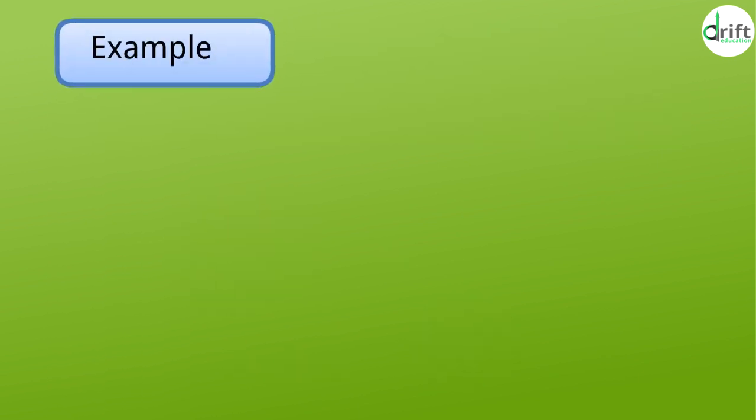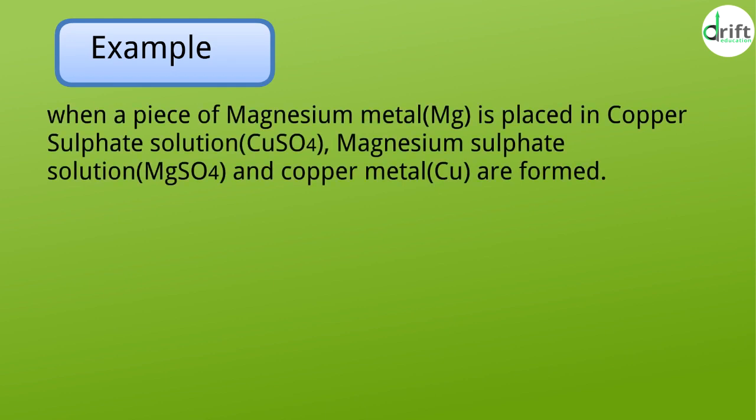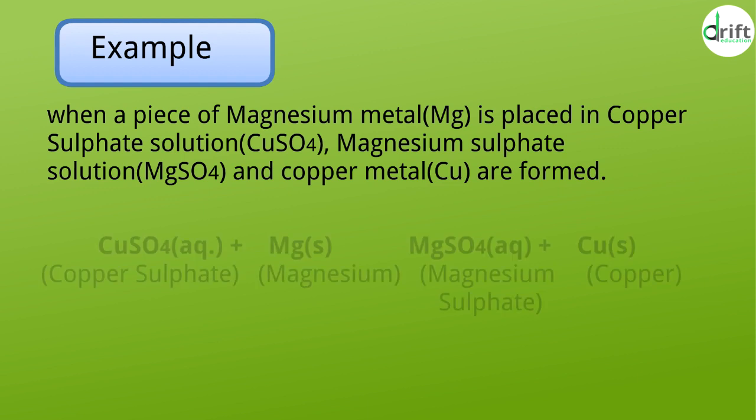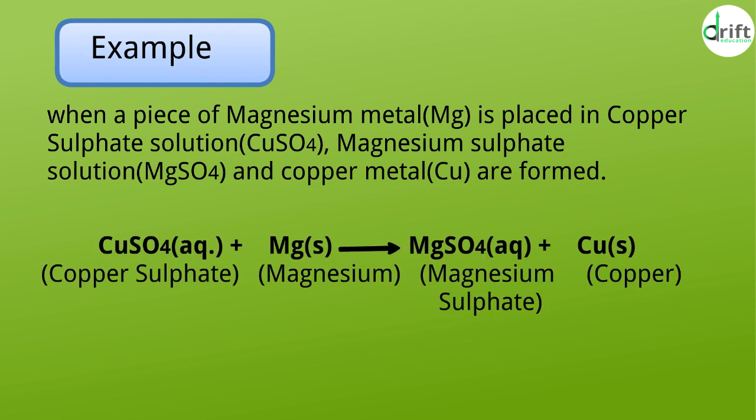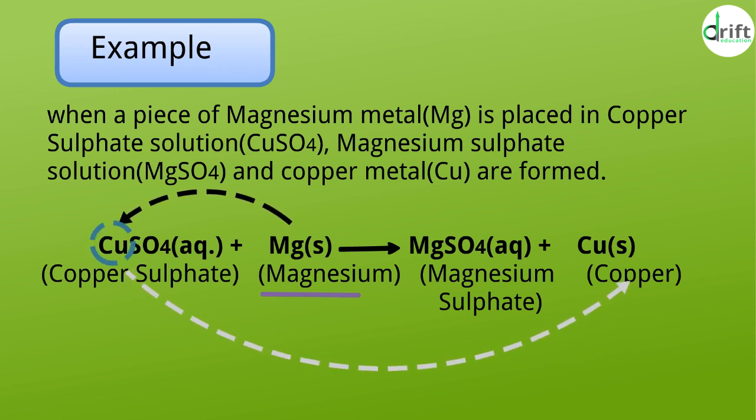For example, when a piece of magnesium metal is placed in copper sulfate solution, magnesium sulfate solution and copper metal are formed. CuSO4 aqueous plus Mg solid gives MgSO4 aqueous plus Cu solid. See, in this reaction, magnesium displaces copper from copper sulfate solution.